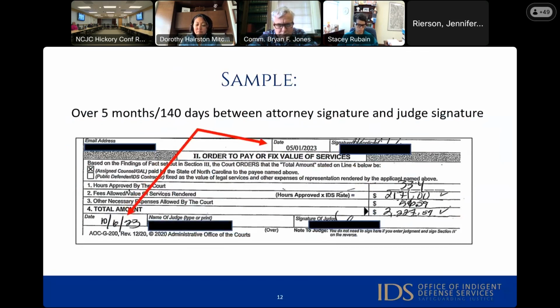Similarly, this app was signed by the attorney on May 1 and signed by the judge on October 6. This is a 5-month period between those two events. The attorney called us in December, rightfully angry and demanding to know why he hadn't been paid for a fee app he submitted in May.